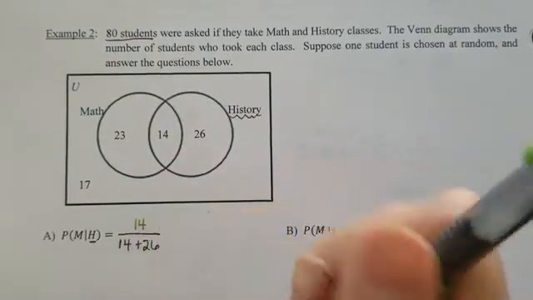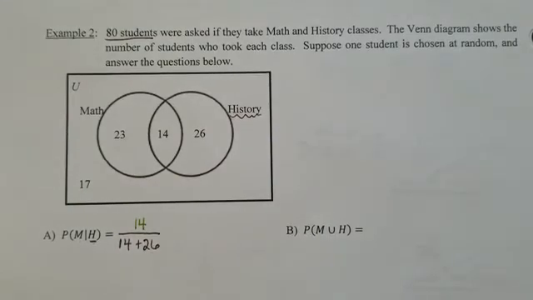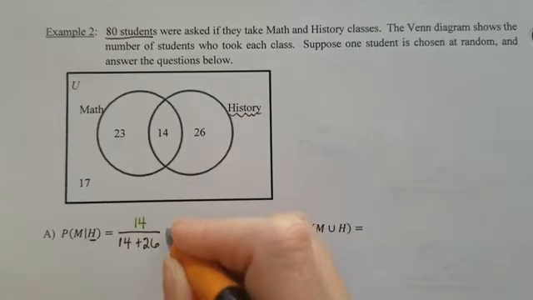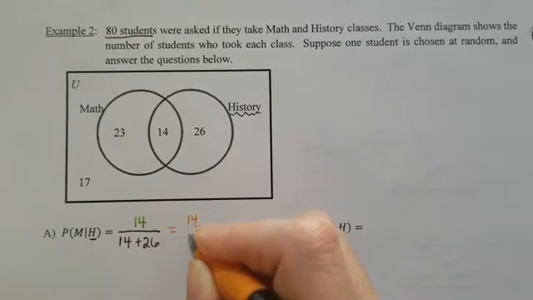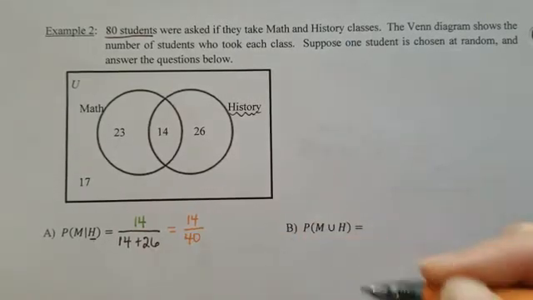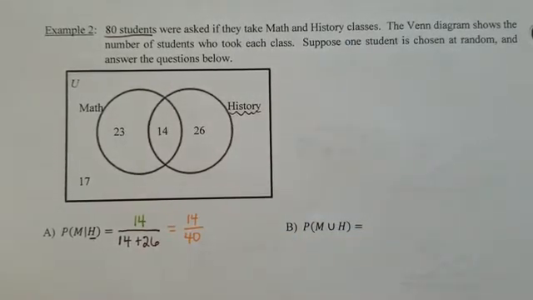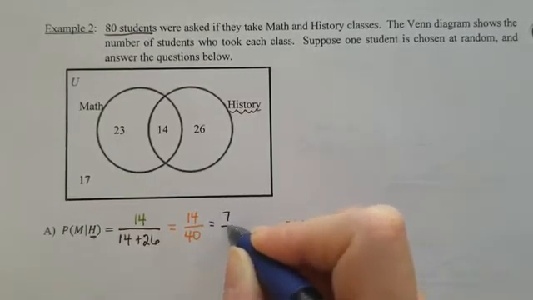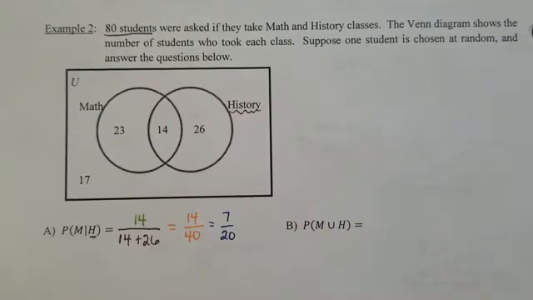So this little section here represents students who are taking both math and history, so we would have just the 14. Okay, now it's really important that we follow the order of operations, and the order of operations tells me that I should add here before I do any division because there's this implied parentheses here. So this would be 14 over 40, and since I can, I'll go ahead and reduce that down, dividing both top and bottom by 2, and that gives me 7 over 20. 7/20 is 35 hundredths, or 35%.